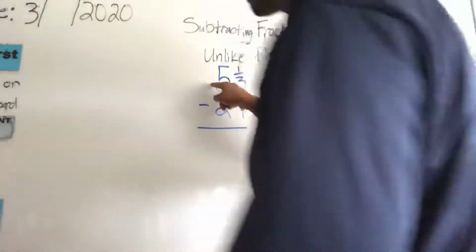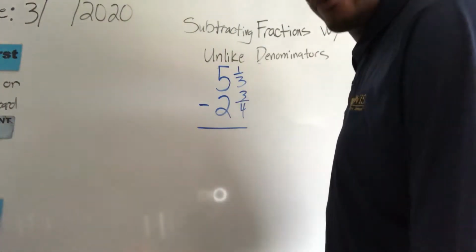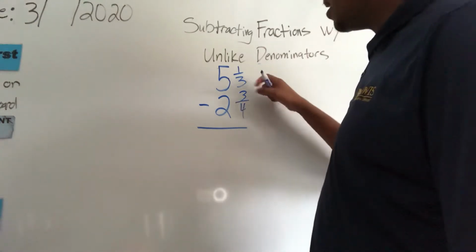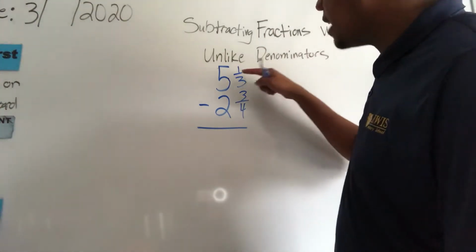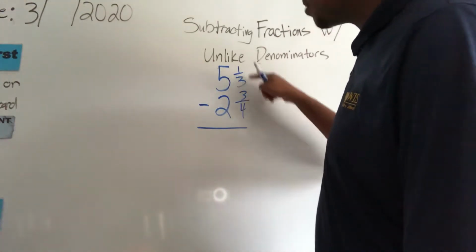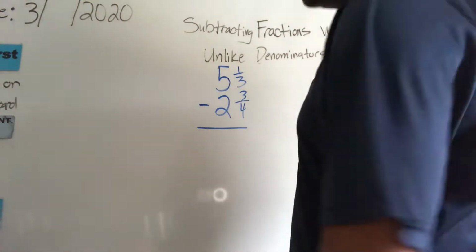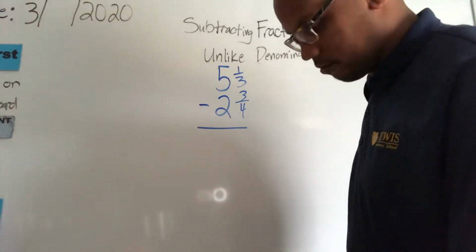I'm doing subtracting fractions with unlike denominators, right? So I have 5 1/3, and I'm trying to subtract 2 3/4 from it, right? The only problem is fourths and thirds is not the same size piece. Do not tell me that the answer is 3 and then try to subtract those. You're not gonna get it. They don't have the same denominators. You gotta find a common denominator first, right?